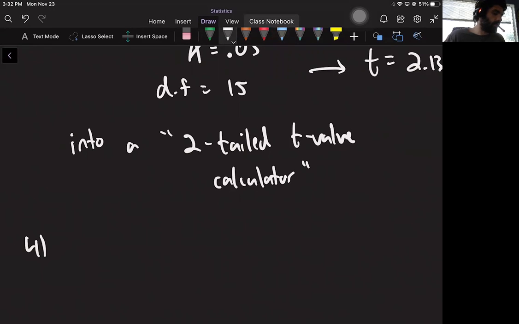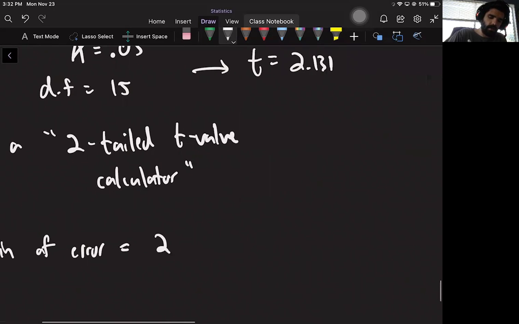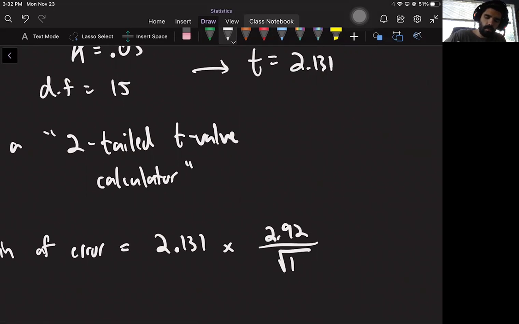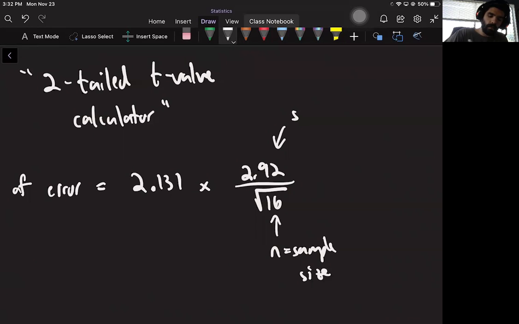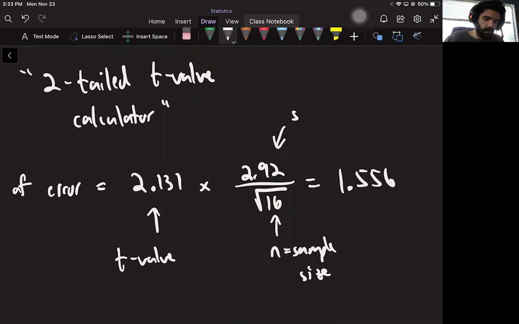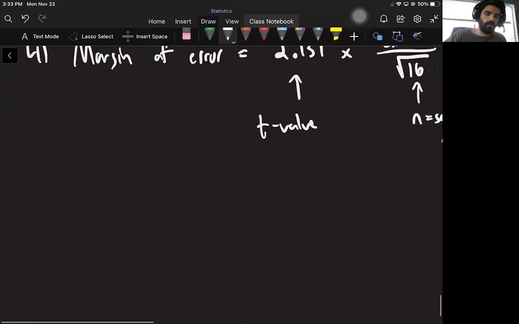Then to get our margin of error, and now we've done all the hard work, you just take your t-value, multiply by your standard deviation divided by the square root of n, which in this case was 16. So this is just S, this is just the sample size, and this is just your t-value. Okay, if you do that, you'll get 1.556 in this situation. And that's how wide your confidence interval will be.